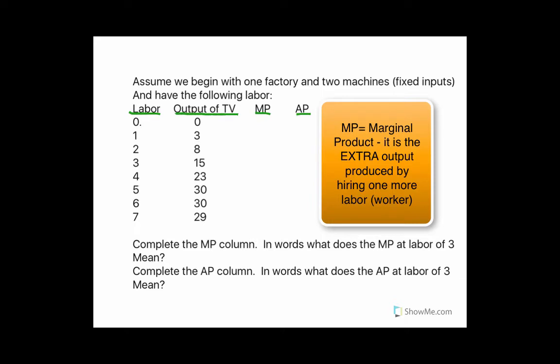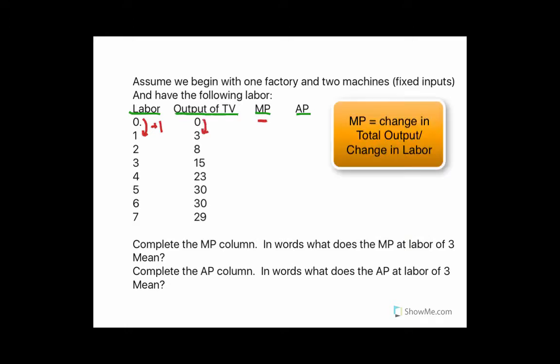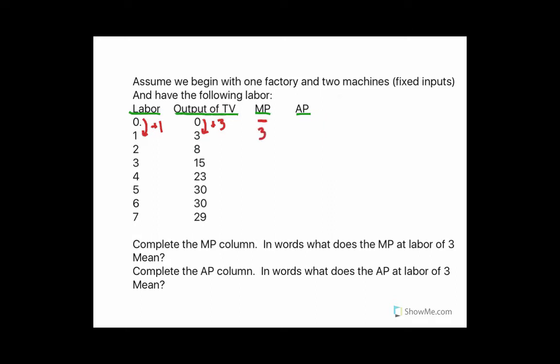So first of all, what does marginal product mean? It's the additional output that you get from adding an additional unit of labor. For example, it doesn't make sense to talk about marginal product when there's zero labor, but if we look at the first unit of labor, we're adding one worker and our output goes up by 3. So the marginal product of that first worker is 3. And when we go from 1 to 2, we add one worker and our output goes up by 5. So the marginal product is 5.